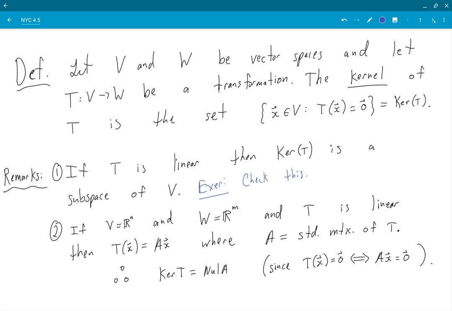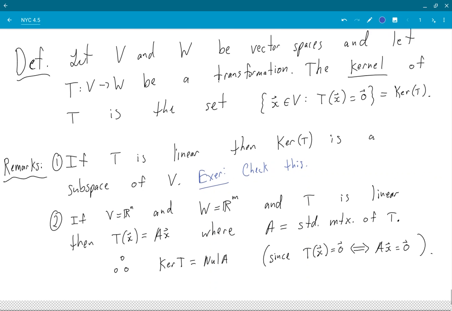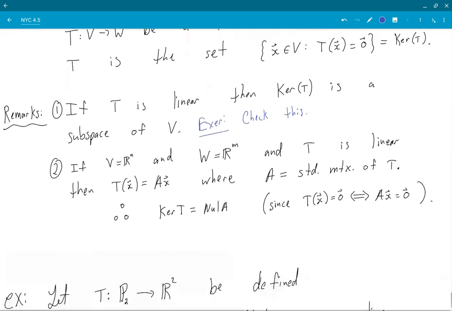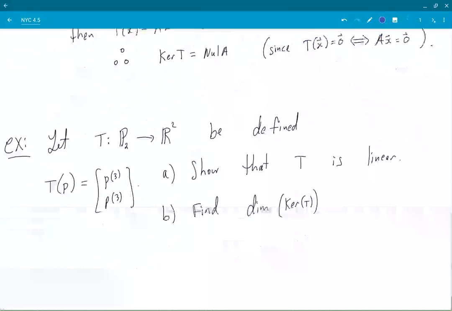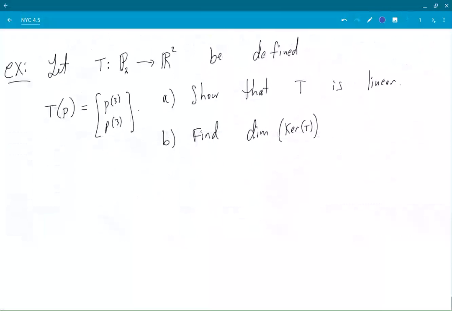Remark number 2. We see that if your transformation is going from Rn to Rm, then it's necessarily a matrix transformation. So the kernel coincides, in this case, with the null space. Okay, let's do an example here. Pause and copy.